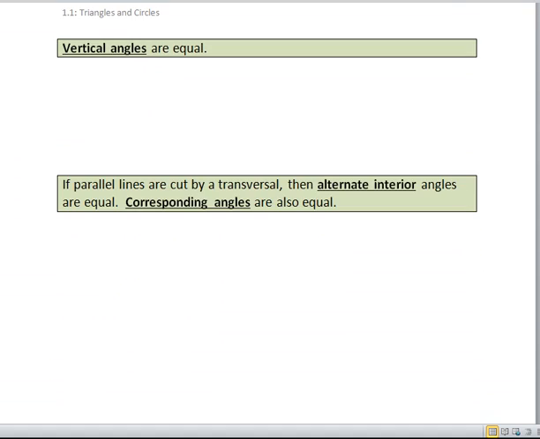Moving on to additional relationships, we're going to talk about vertical angles. Vertical angles are formed by two lines that cross. One way that you could remember what vertical angles are is notice how vertical angles start with a V. So if I have this angle here that forms a V with this angle here, these two angles are vertical angles, and they are equal.